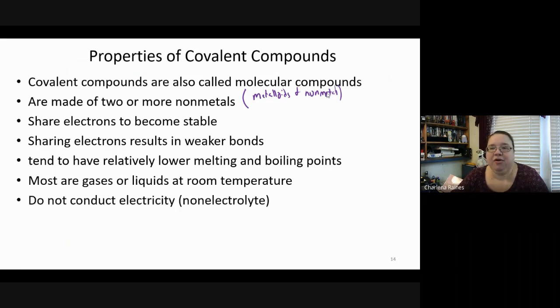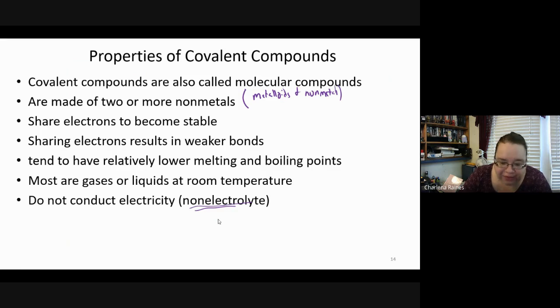Now, the neat thing about covalent bonds or covalent compounds is they don't conduct electricity, because when I put them in water, they do not separate into ions, so there's no way to conduct electricity. So they are considered non-electrolytes. Non-electrolytes do not conduct electricity. Electrolytes do, and we were specifically talking about being dissolved in water. So I can't run electricity through a block of salt, but I can run electricity through salt dissolved in water.